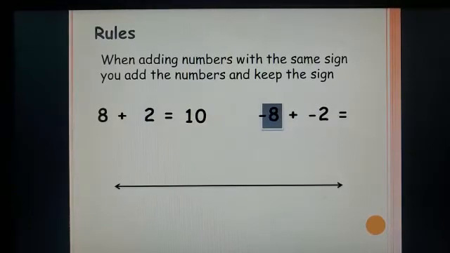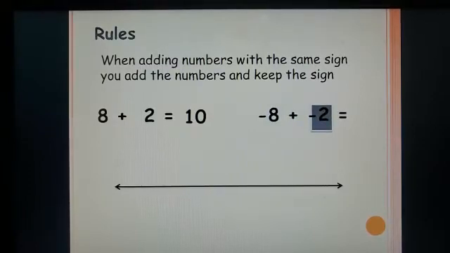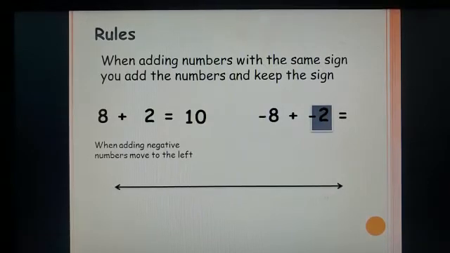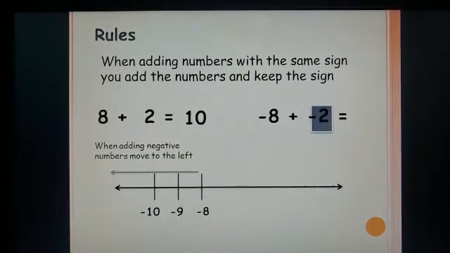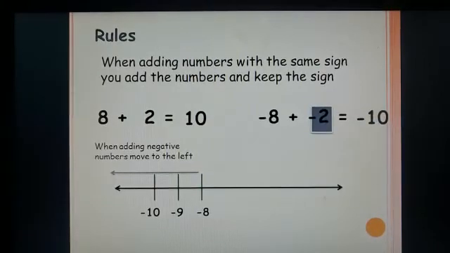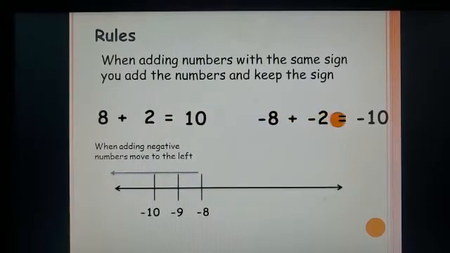Let's have a look at this one. Negative 8, add negative 2. When we add negative numbers, we move to the left. And here we're adding a negative 2. So we start at negative 8. We move 2 spaces to the left. We see our number is a negative 10. Another quick way, because the signs are the same, we could just do the 8 add 2 is 10. And because both numbers are negative, our answer is going to be negative.